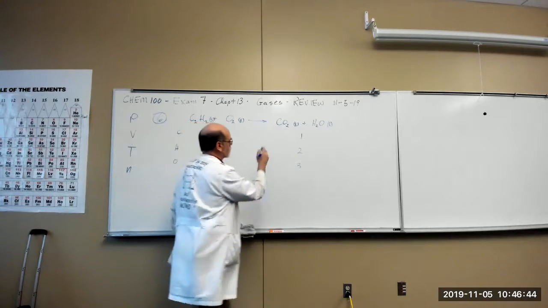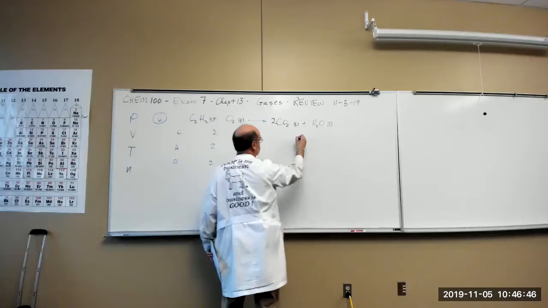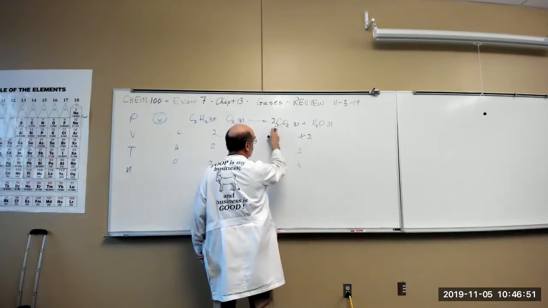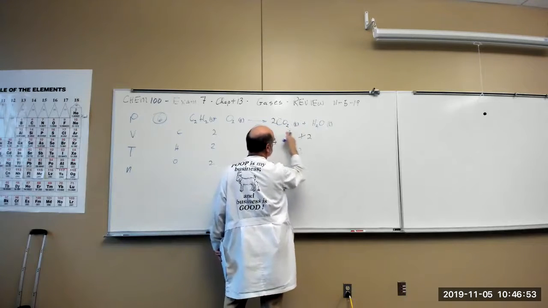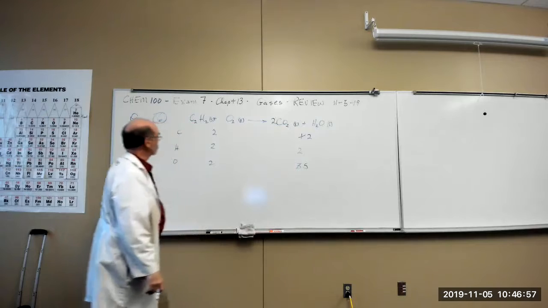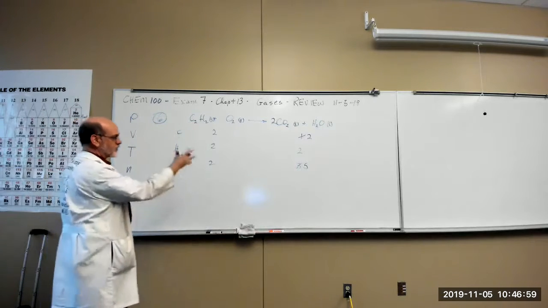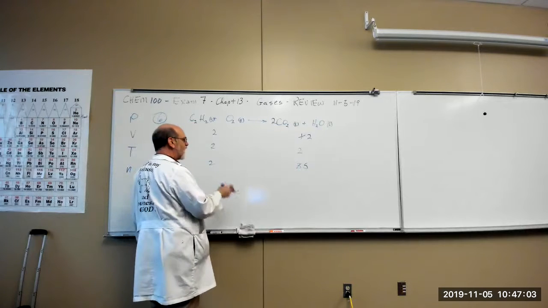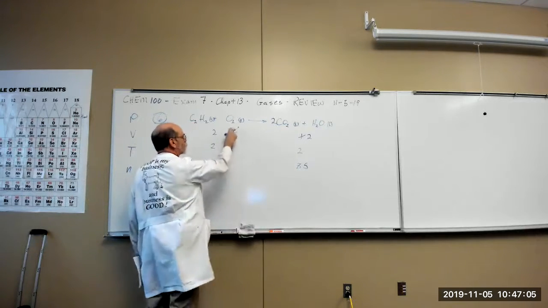So we need 2 carbons on this side. What does that do to the others? Well, it makes 2 carbons, but it also makes 4 oxygens plus 1 is 5. Okay? Hydrogen's still good, so let's fix oxygen. So how do you get 5 oxygens out of an O2 molecule?